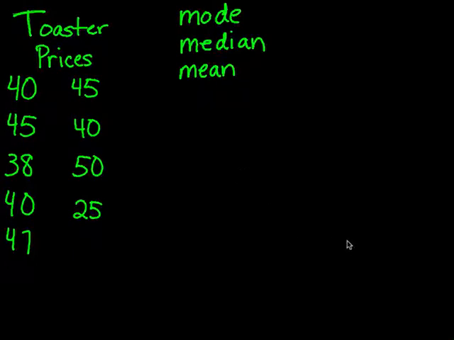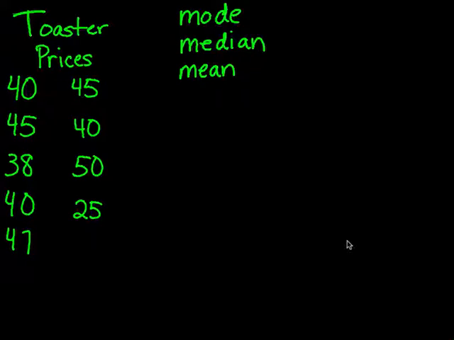This video is going to be using the toaster prices again to discuss the mode, the median, and the mean of a set of numbers. So, the mode, this is how we say it in class, the mode is a number that appears the most often in a set of numbers.